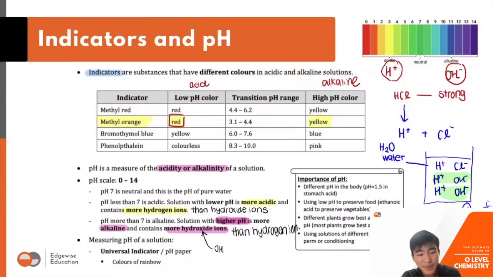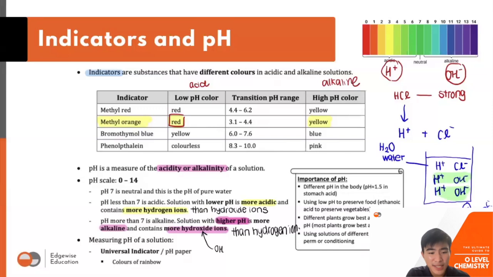Okay. Now, Andy has a question. Do you need to remember the exact number for this? No, no need to remember the exact number. You just need to tell me, okay, methyl orange, the transition is in the acidic range. But most of the time, you will not get tested on this. You'll just be tested on, in alkaline, what is the color? In acid, what is the color?